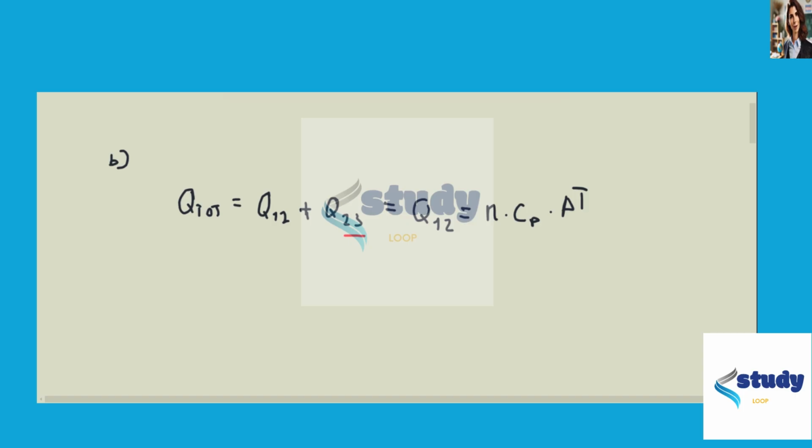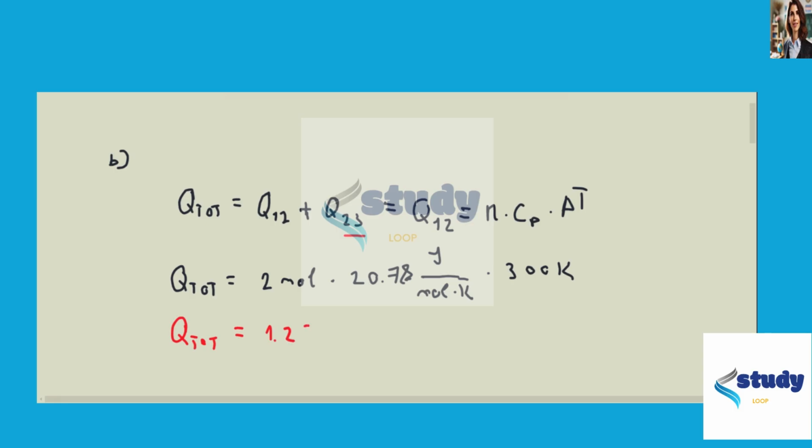We can substitute the known values to obtain that Q total equals 2 moles times 20.78 joules per mole Kelvin times 300 Kelvins. When we put these values into a calculator, we obtain that Q total is equal to 1.25 times 10 to the 4th joules.